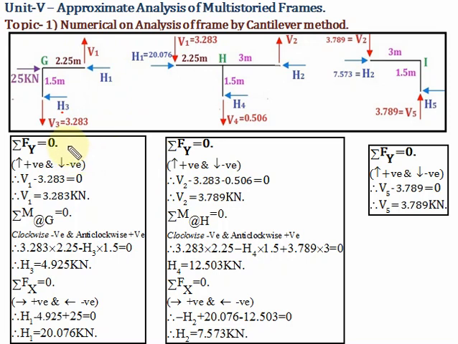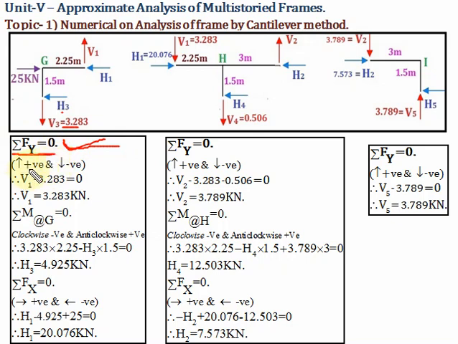In the cantilever method, the first equilibrium equation that you have to apply is summation Fy, whereas in the portal method, we have to apply summation Fx equal to 0 first. Because here the vertical force is known to us, we apply summation Fy first. In the portal method, we know the horizontal force, so there we apply summation Fx first. So for the cantilever method, we apply the first equilibrium equation, summation Fy equal to 0.